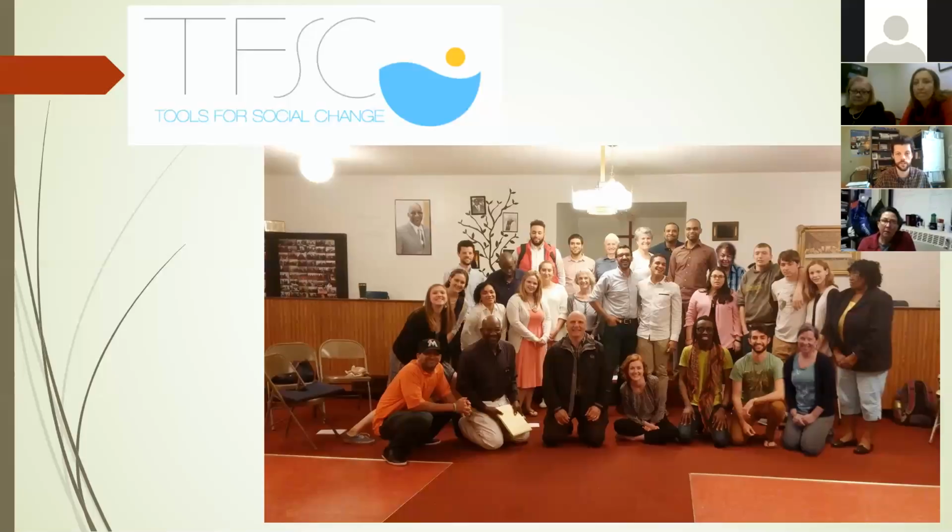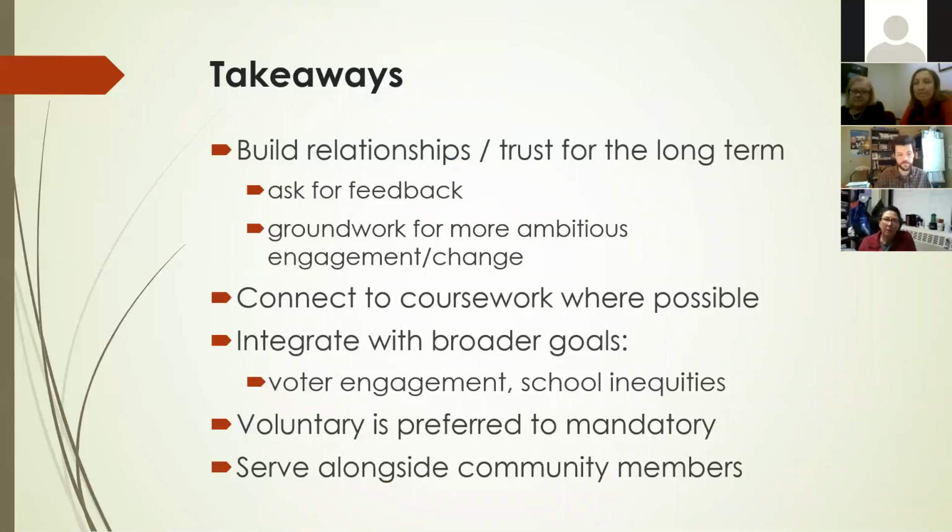I think is meaningful. So my takeaways: building relationships and trust is very, very important. Ask your community partners for feedback, whether that's informally, whether you have a little survey, however that is, make sure you're asking them for feedback and how you can improve. And it might, if you're lucky, be some laying groundwork for more ambitious engagement or change-making opportunities. Kind of talked about coursework and service learning before. And then, if possible, integrating one-time service days with broader goals.